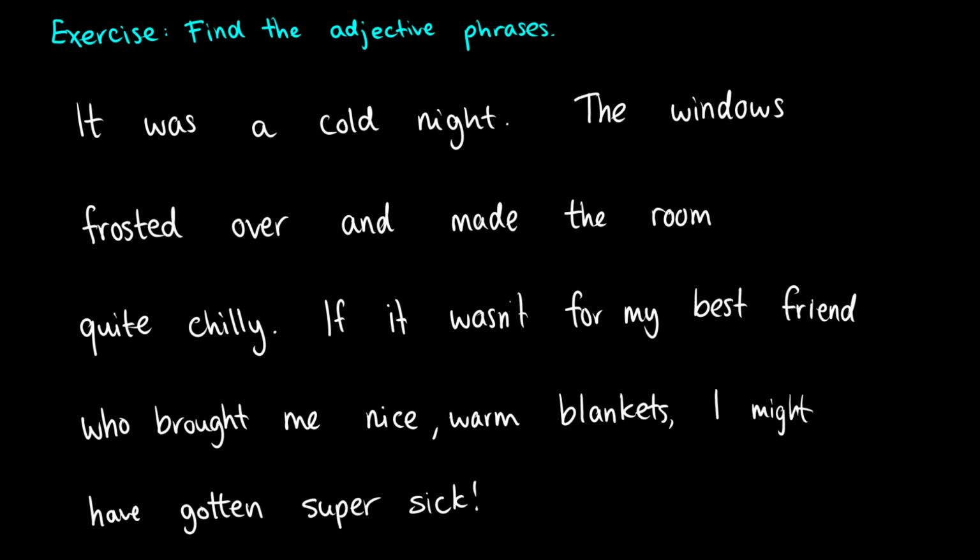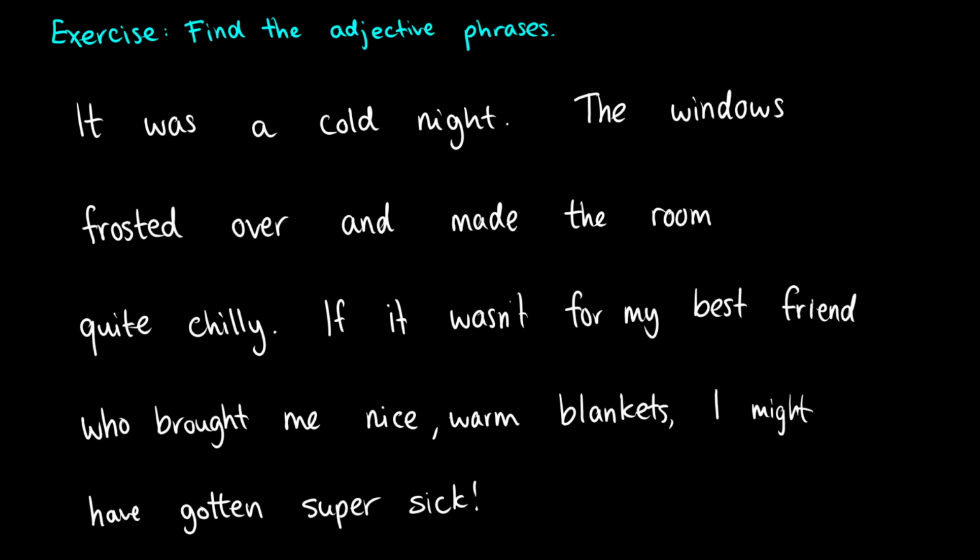So let's find all of the adjective phrases in this exercise. As always, you can pause and do this first. I will read it out, and then we'll find it. Okay. It was a cold night. The windows frosted over and made the room quite chilly. If it wasn't for my best friend who brought me nice warm blankets, I might have gotten super sick.